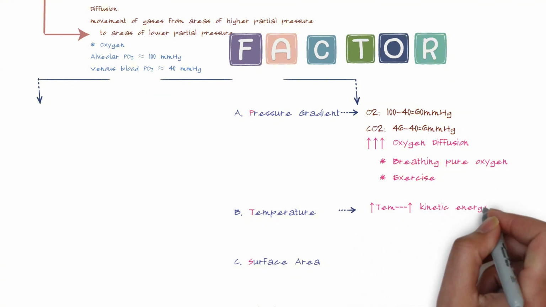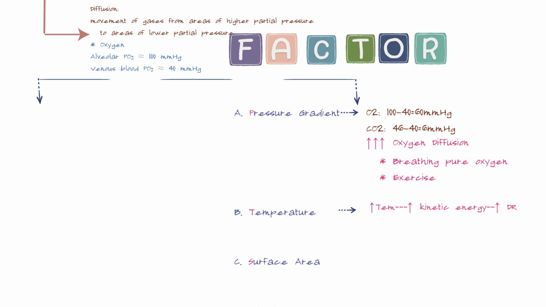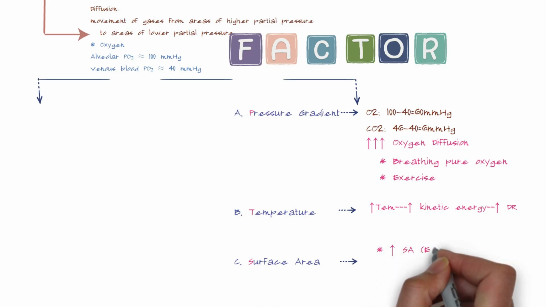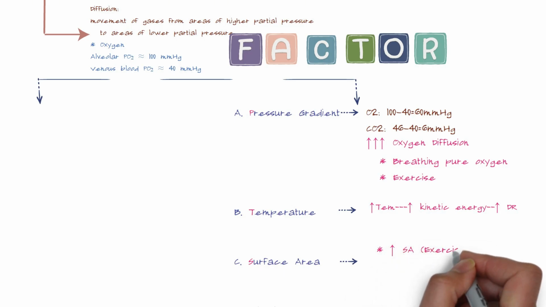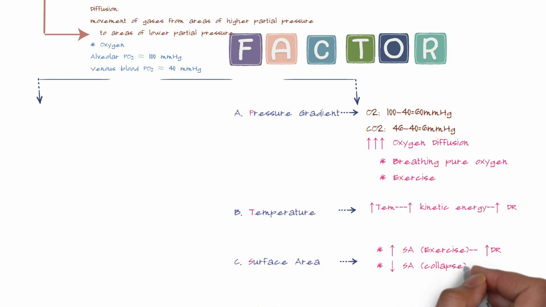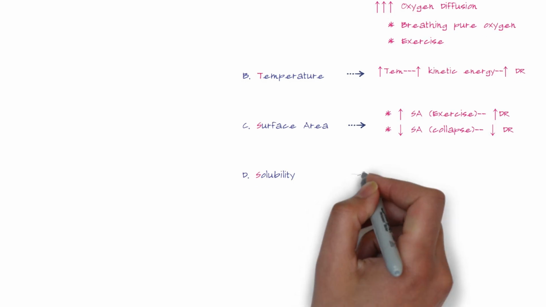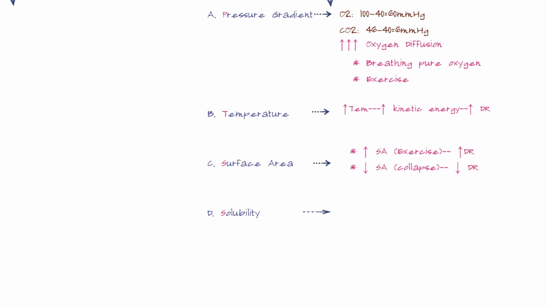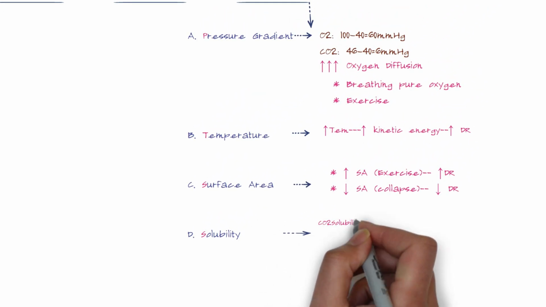The second factor is temperature. As temperature increases, gas molecules have more kinetic energy and move faster, which also increases the diffusion rate. The third factor is surface area. The larger the surface area, the greater the diffusion, as occurs during exercise with the opening of more capillaries, but a decrease in surface area, as in lung collapse, will decrease diffusion.